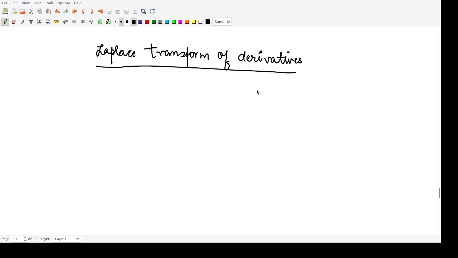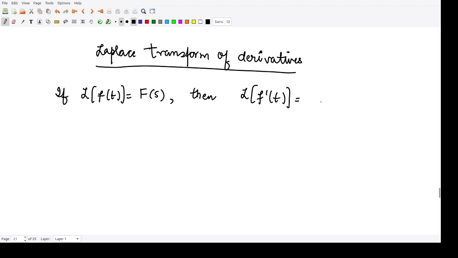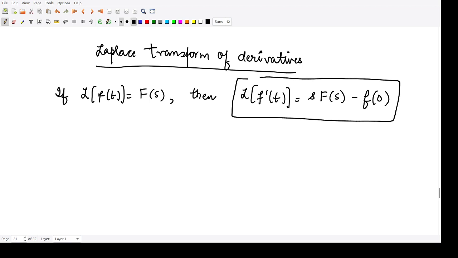So, the Laplace transform of derivatives. How can you calculate the Laplace transform of the given derivative function? Suppose the Laplace transform of f of t is equal to capital F of s. Then the Laplace transform of f dash t is equal to s into F of s minus small f calculated at the point 0. So this is the formula.